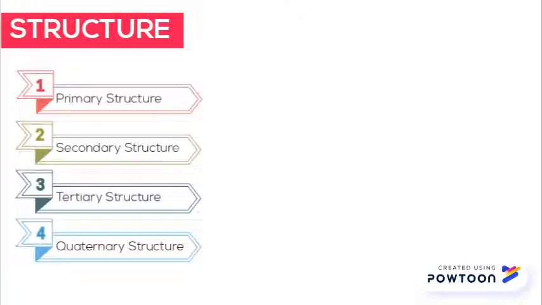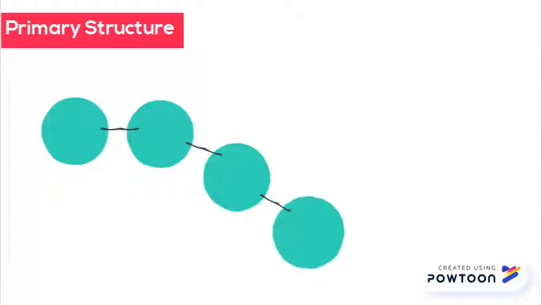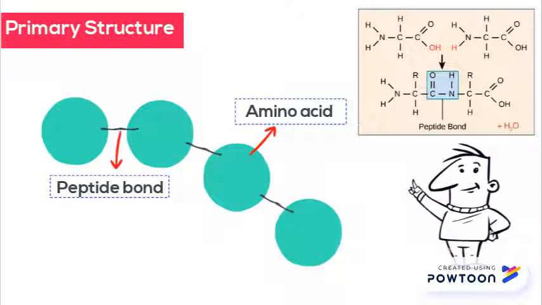The shape of a protein is very important to its function. To understand how a protein gets to its final shape, we need to know the 4 levels of protein structure: primary, secondary, tertiary, and quaternary. The primary structure consists of individual amino acids that join together in long chains by forming peptide bonds between their carboxylic group and their amino group.